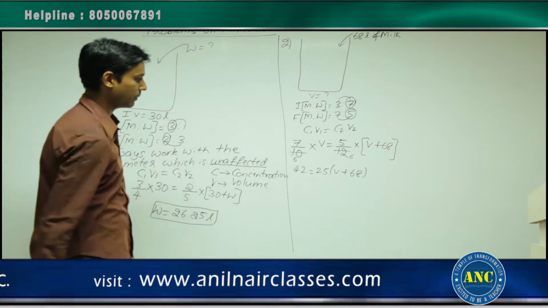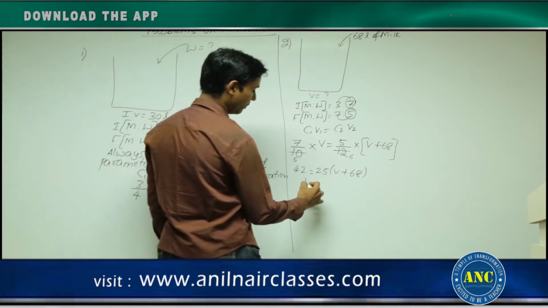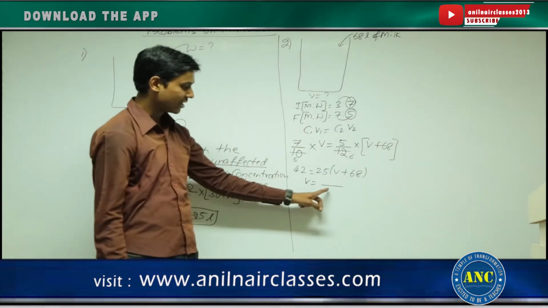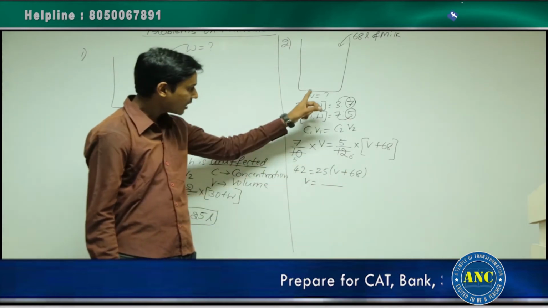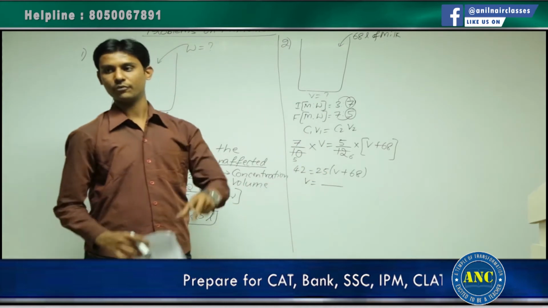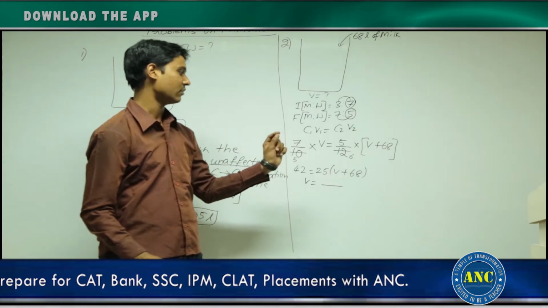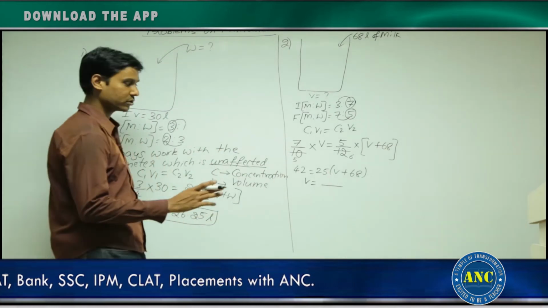From here, if I simplify it, you will get the value of V because V is the only unknown variable in this equation. I am not interested in finding the answer. I am interested in building the concept. If you understand the concept, finding the answer is just simplification of this equation. Nothing else. Clear with the approach, right?